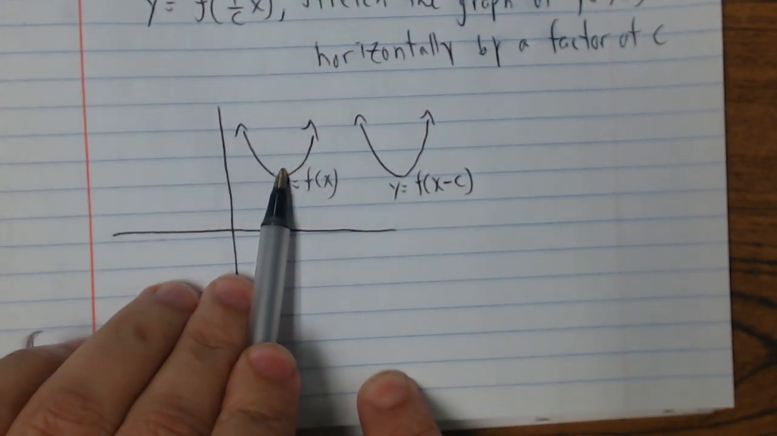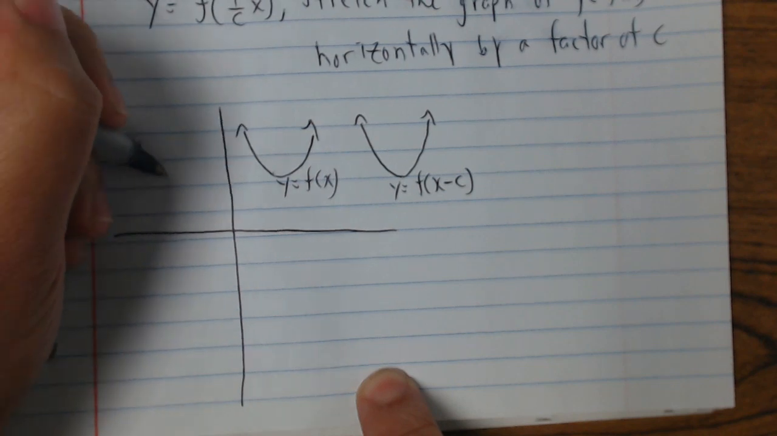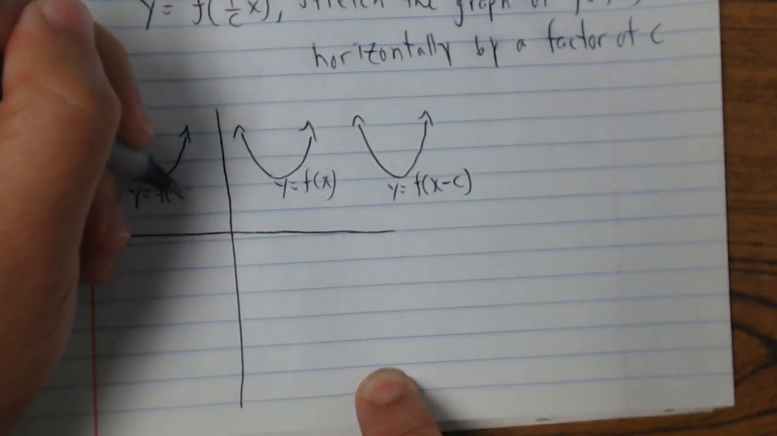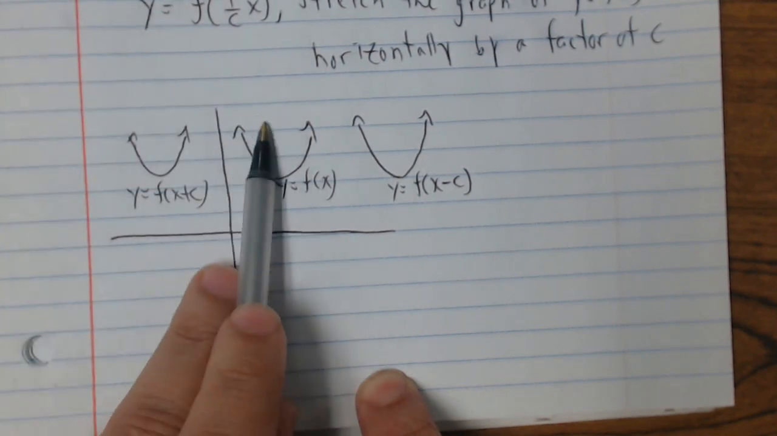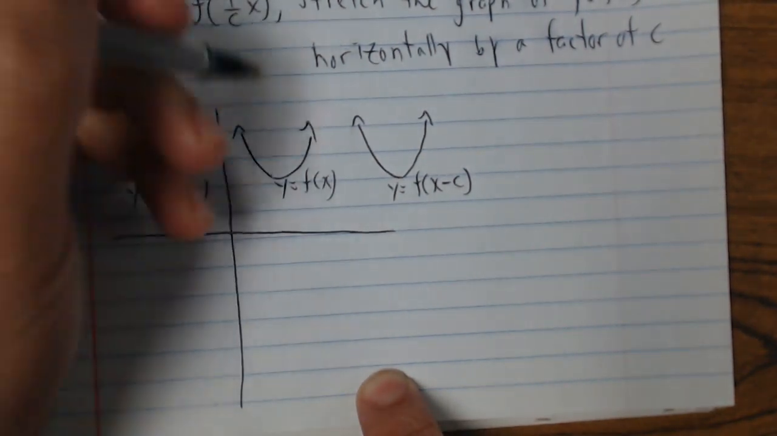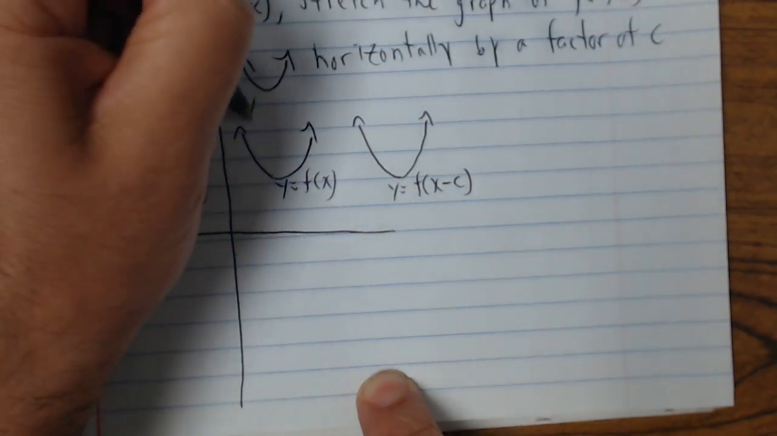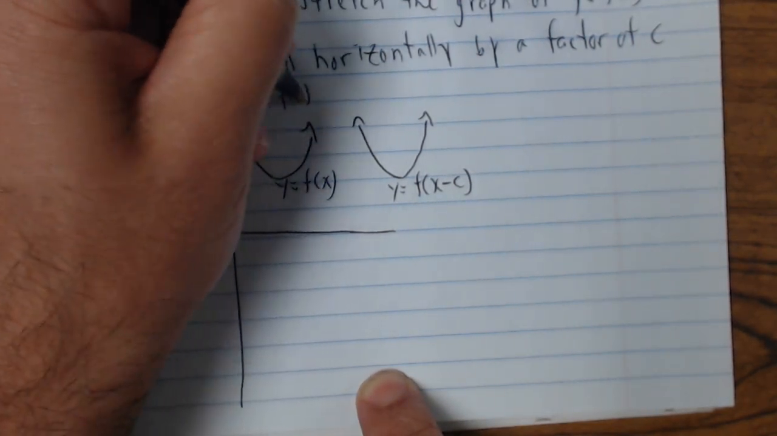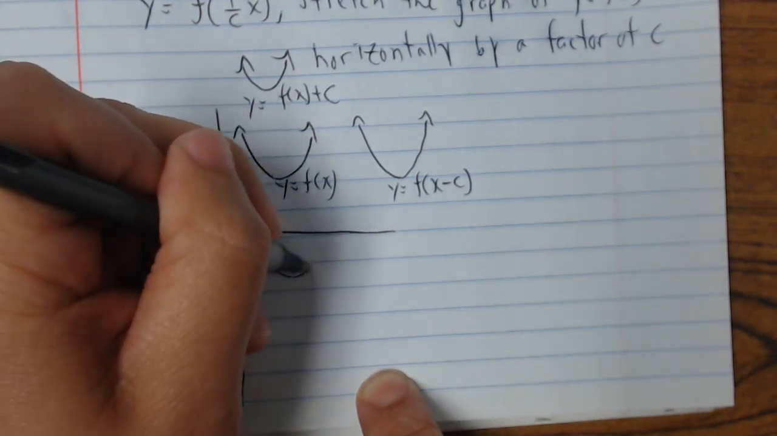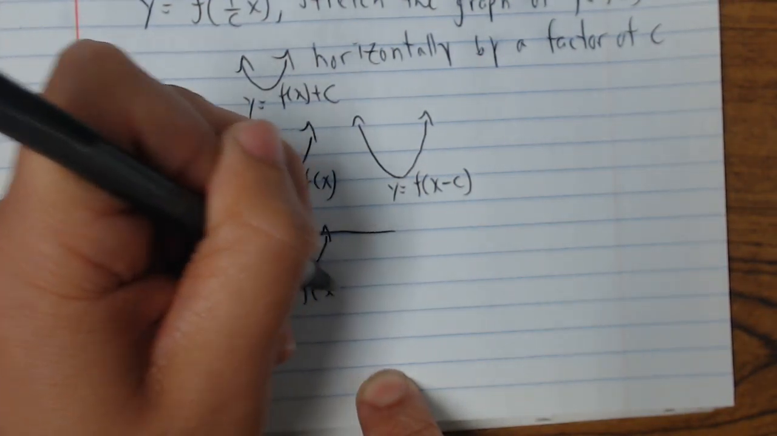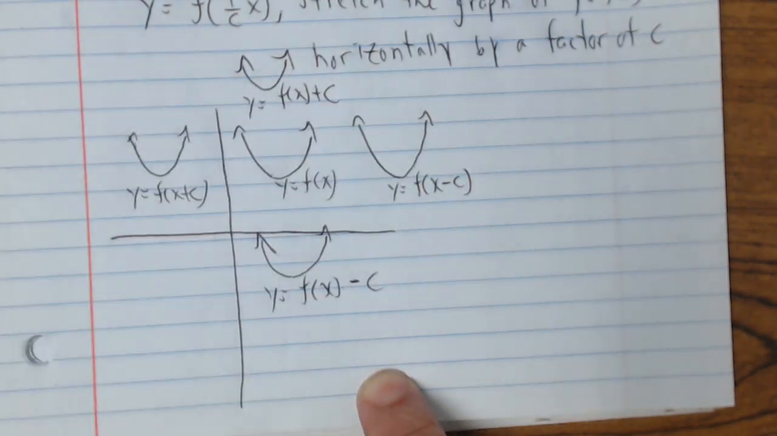If I grab this graph and move it to the left, it would be y equals f of x plus c. So I'm just moving this graph c units to the left. If I shift this up, it would be y equals f of x plus c. And if I shift this down c units, it would be y equals f of x minus c.